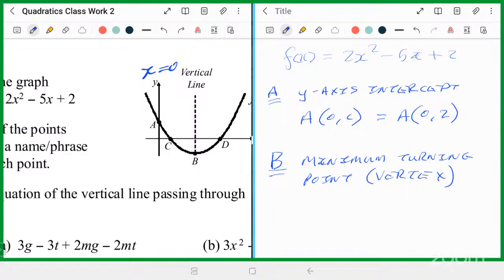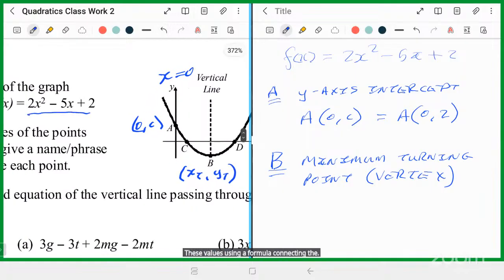And then what are the coordinates of this point? Where this one is 0, c, where the c is a constant in the standard form. In our class, we are learning that the point B will have coordinates xt, yt. T means turning point. And so this will be the x value at this turning point, and this will be the y value at this turning point. And we have learned that we can actually calculate these values using a formula connecting the coefficients in the standard form. Alright? So I want to write it down.